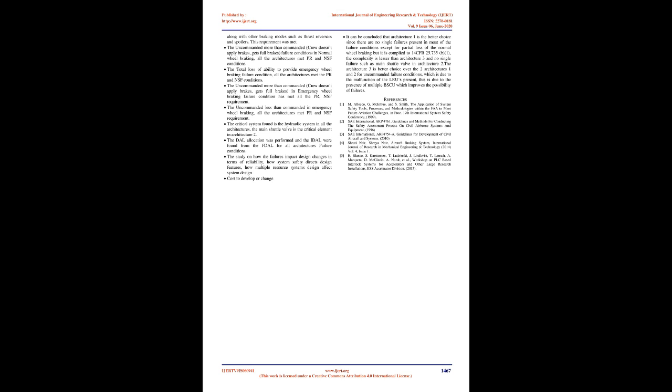It can be concluded that Architecture 1 is the better choice since there are no single failures present in most of the failure conditions except for partial loss of the normal wheel braking, but it is complied to 14 CFR 25.735, B1. The complexity is lesser than Architecture 3 and there is no single failure such as the main shuttle valve in Architecture 2. Architecture 3 is a better choice over the two Architectures 1 and 2 for uncommanded failure conditions, which is due to the malfunction of the LRUs, due to the presence of multiple BSCU which improves the possibility of failures.